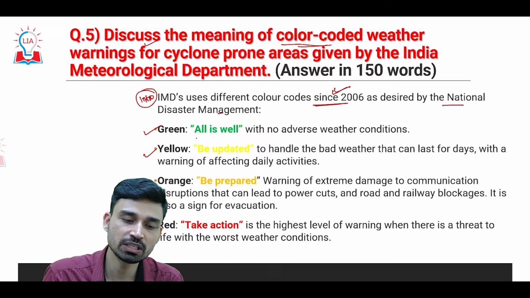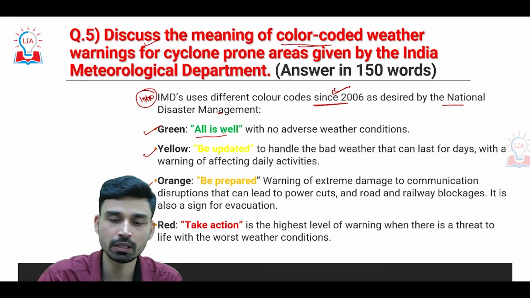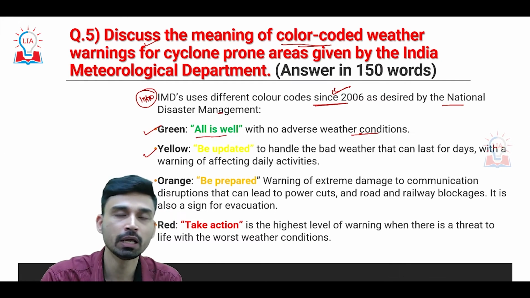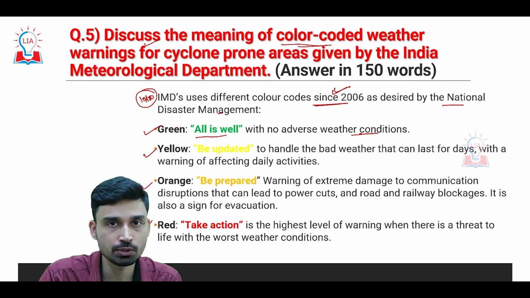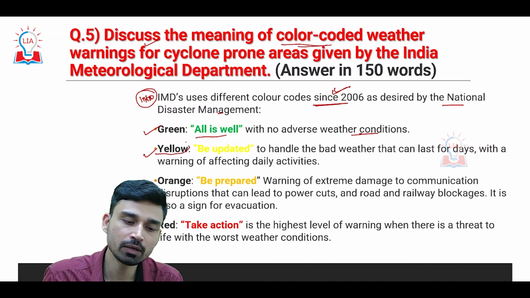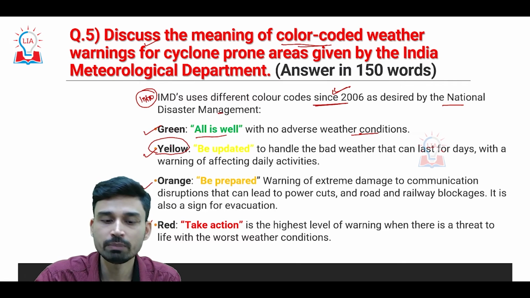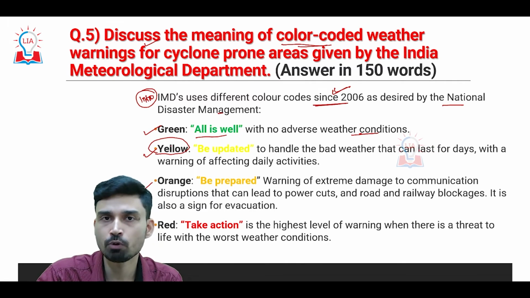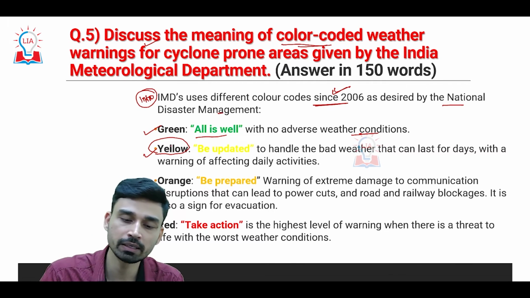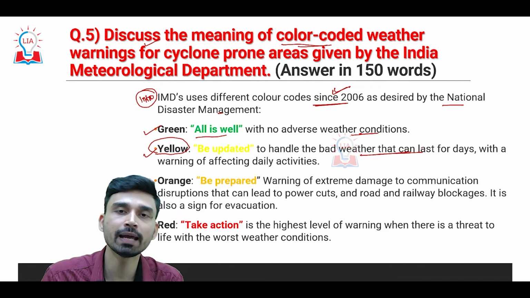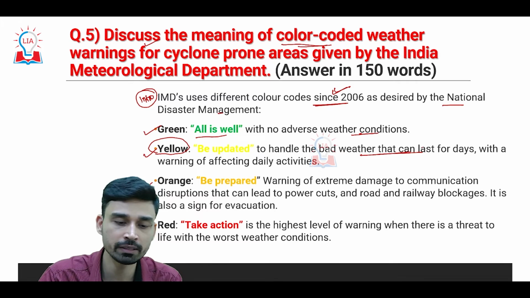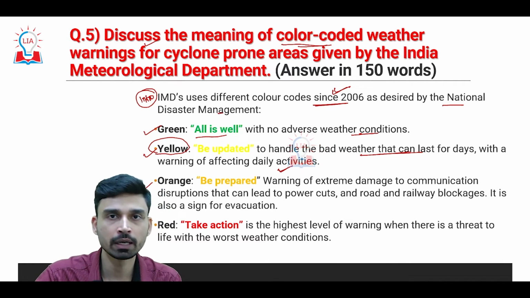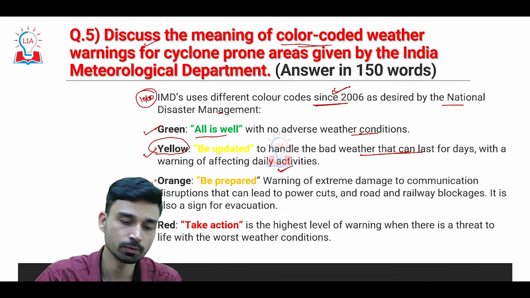First is green. Green refers to all is well. That means there is no adverse weather condition. People can go on with their life as usual. The second warning is related to the color yellow. Yellow basically means be updated. That means there is a possibility that some adverse weather conditions can set in in the coming time, and for people to handle this bad weather in the coming days, they have to keep updated about this particular scenario.